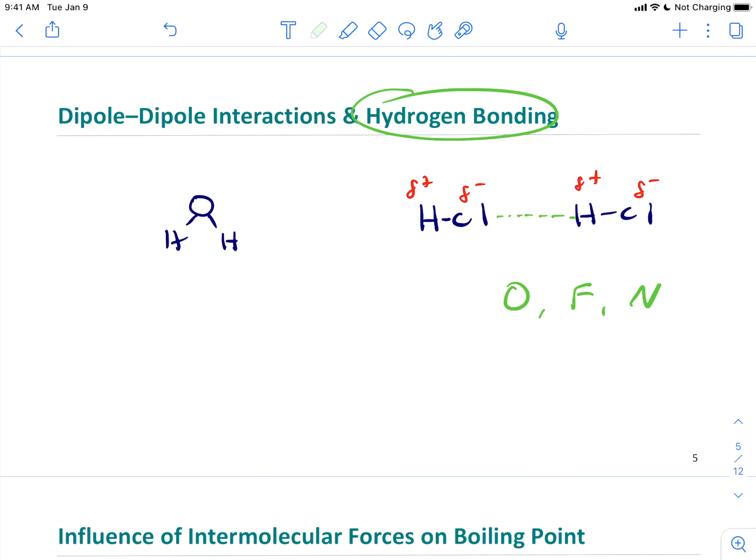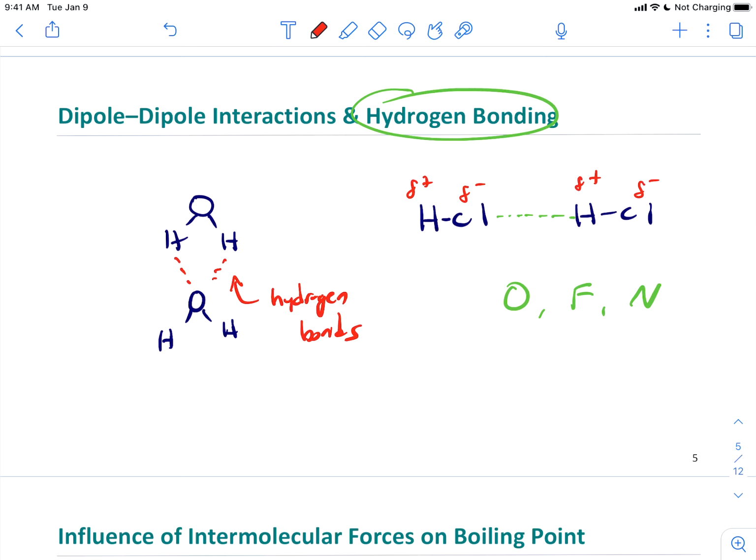So in this case now, when I have two water molecules attracted to each other, these bonds here are hydrogen bonds. So if you will, all hydrogen bonds are dipole-dipole interactions, but not all dipole-dipole interactions are hydrogen bonds. Hydrogen bonds are a type of dipole-dipole interaction, and they're much stronger.